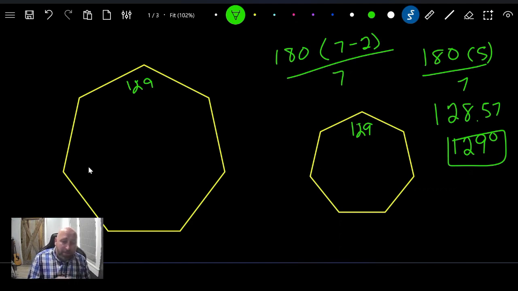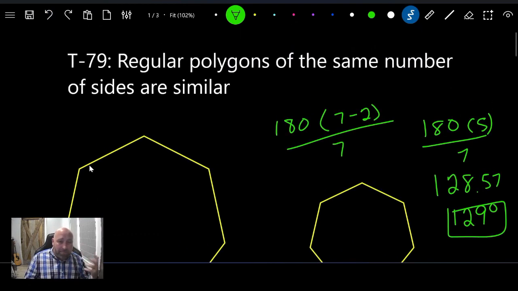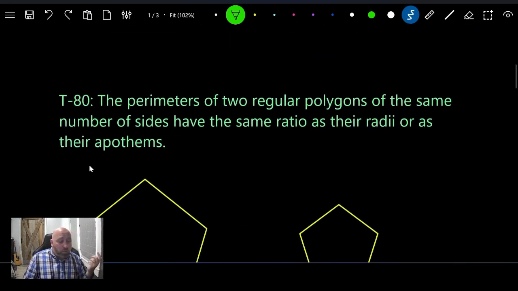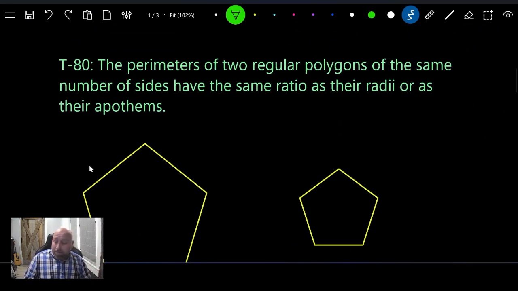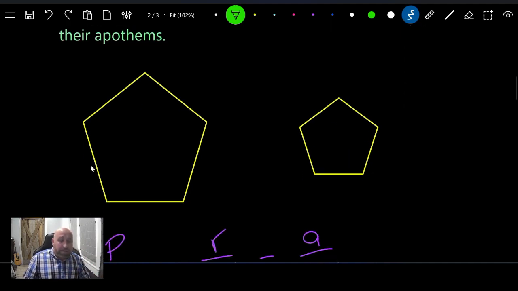So that makes them similar because they have the same angles. So when they're regular and they have the same number of sides, that automatically makes them similar, which automatically makes everything proportional. Look down here at Theorem 80. This is going to be on page 265 in your book. The perimeters of two regular polygons of the same number of sides have the same ratio as their radii or as their apothems. Again, if something is similar, it means it's proportional.